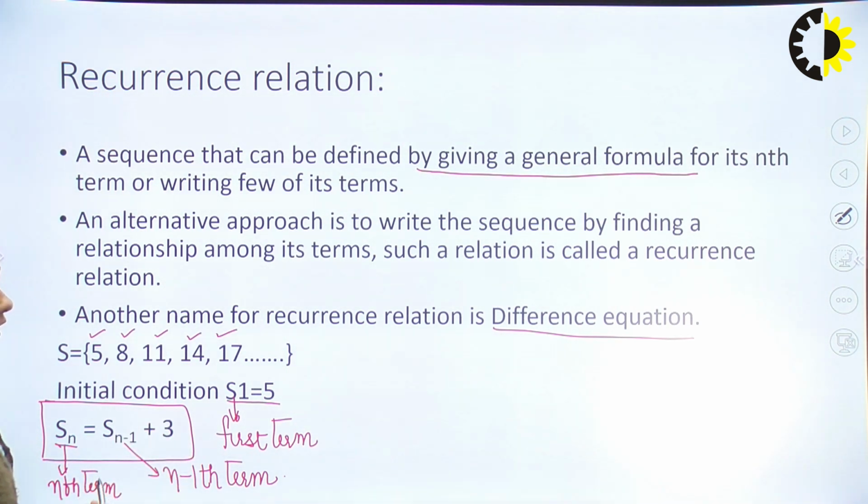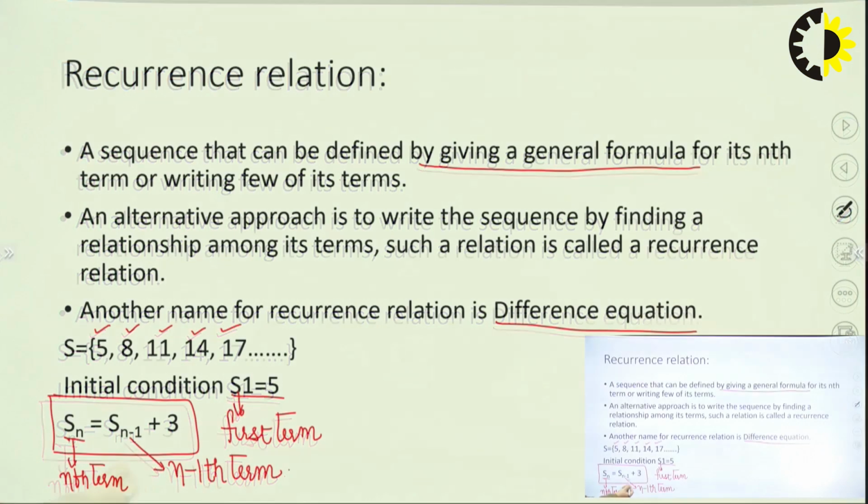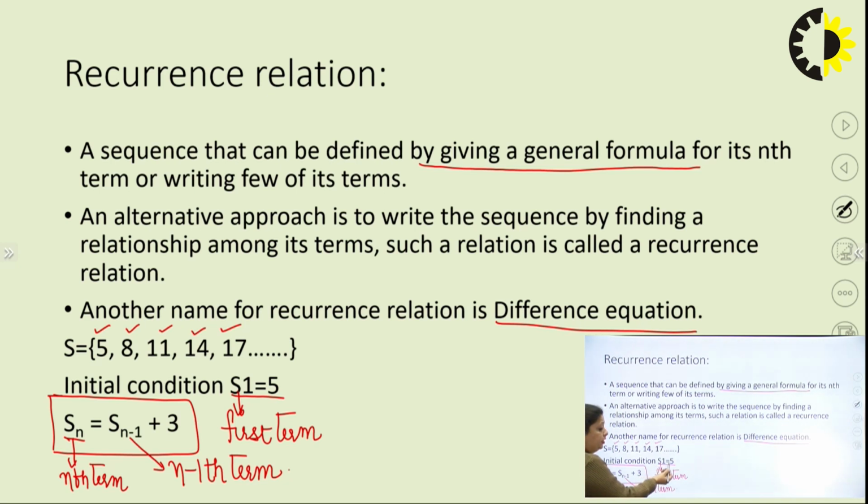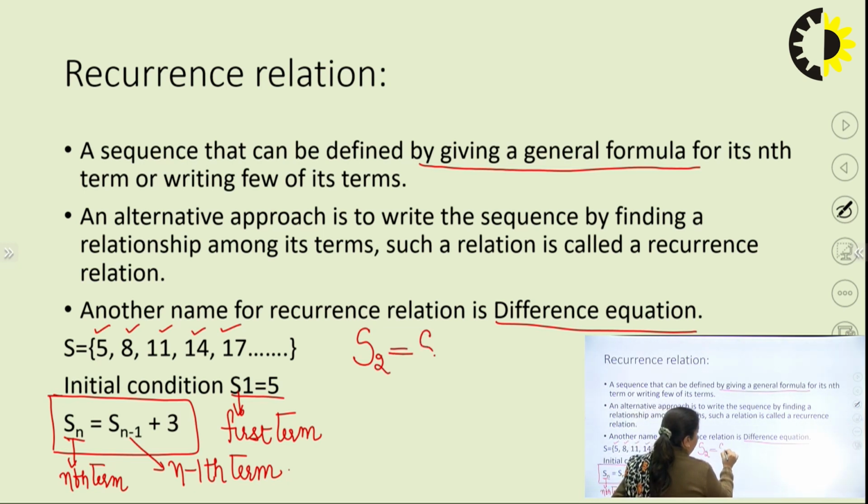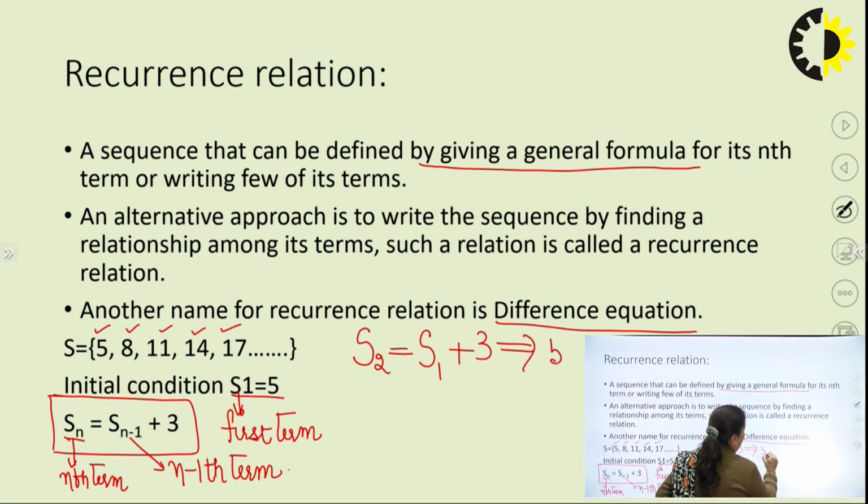Now, let us see how to find out the different terms. I already know that my S1 is equal to 5. According to this formula, if I want to find out S2, this will be equal to Sn minus 1, that is S1 plus 3. I know that the value of my S1 is 5. So, 5 plus 3 is nothing but 8. That means 8 is going to be the next term, which is this one.